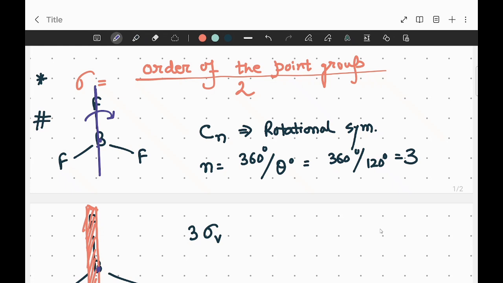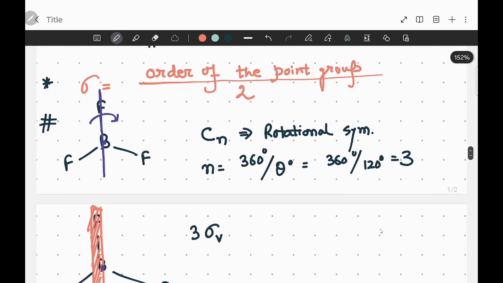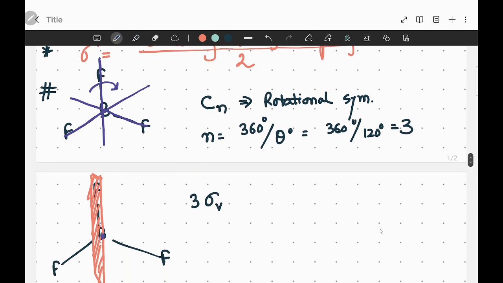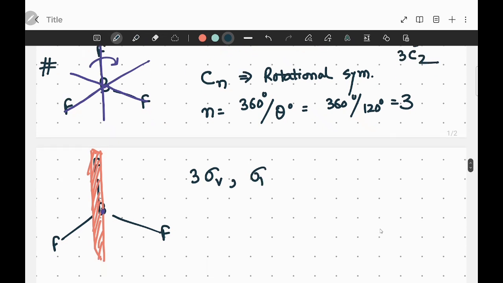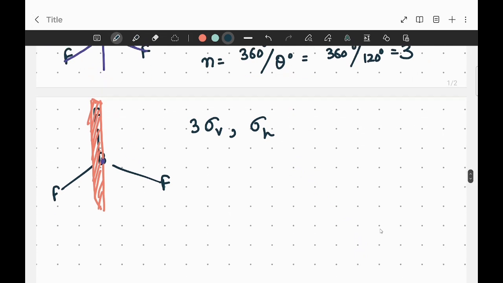And this 3 C2 along these 3 directions is not principal, it is a secondary axis. Okay. So here we have obtained 1 C3, 3 C2, 3 sigma V and 1 sigma H. This, which is perpendicular to the principal axis, is called sigma H. So these are our symmetry operations here.